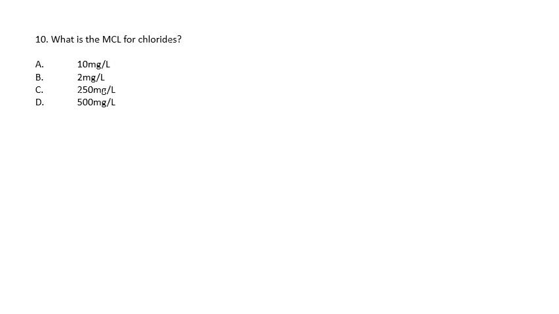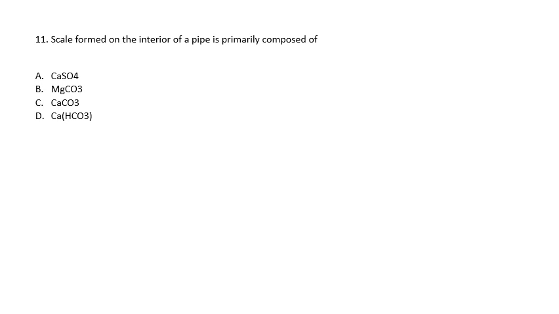What is the MCL for chlorides? 10 milligrams per liter, 2 milligrams per liter, 250 milligrams per liter, or 500 milligrams per liter? The MCL for chlorides is 250 milligrams per liter, and it is a secondary MCL. Scale formed on the interior of a pipe is primarily composed of CaSO4, MgCO3, CaCO3, or CaHCO3. The answer is CaCO3, calcium carbonate.